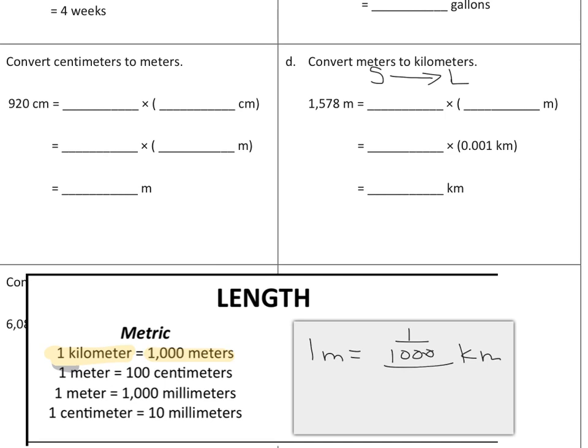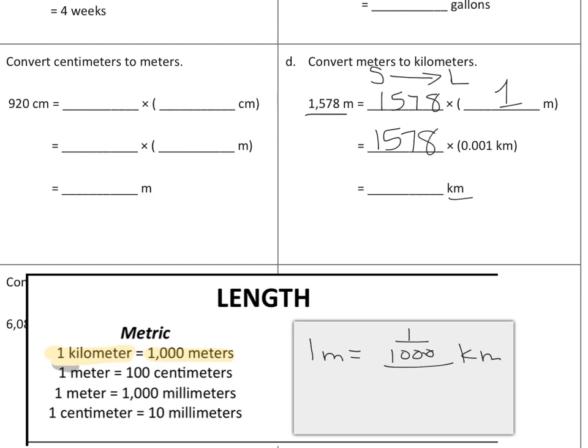So let's go ahead and start with the problem. We have 1,578 meters, and they want us to convert to kilometers. So separate the factors. We have 1,578, and we're going to multiply it by how many meters? We're going to multiply it by 1. So if I multiplied 1 meter times 1,578, that would give me 1,578 meters. And now we're going to go ahead and write 1,578.